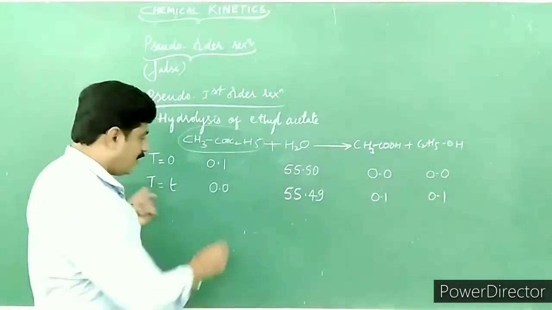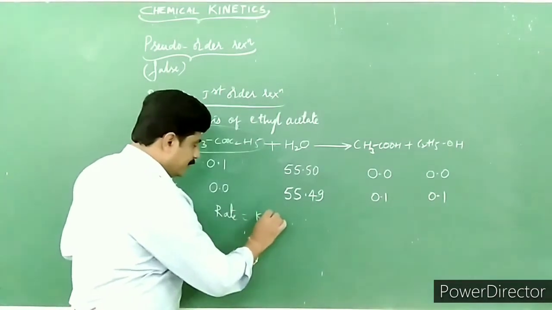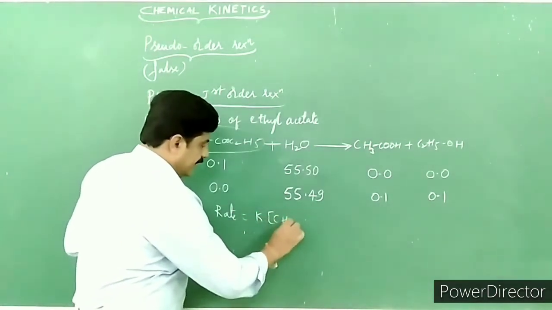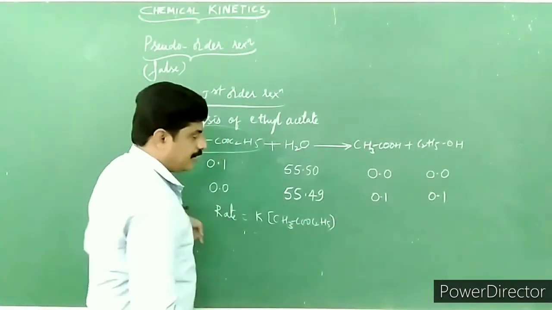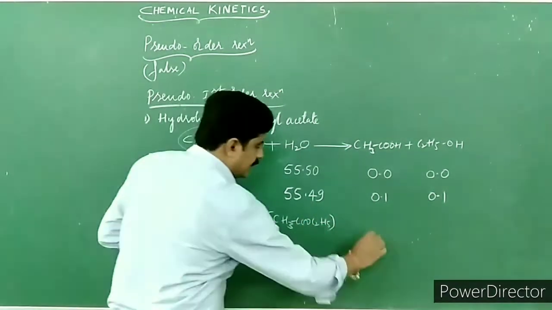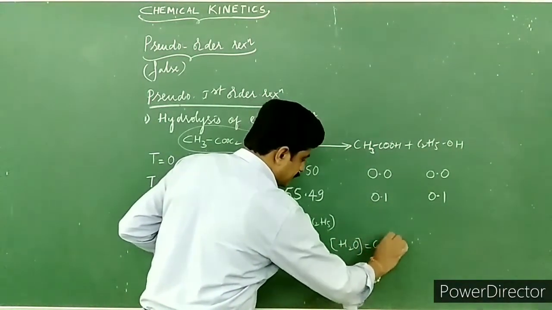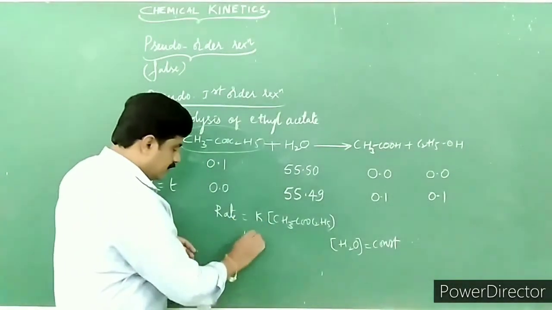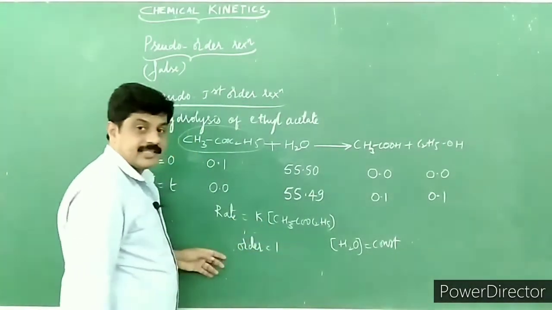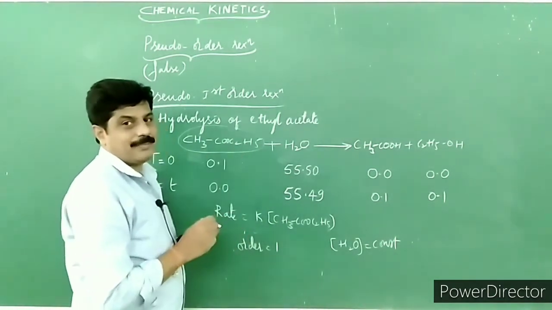Children, in that case, how to write? Look at here, rate is equal to K into concentration of ethyl acetate, and concentration of water remains constant. So that is why it follows first order kinetics but appears to be like second order. That you need to remember.